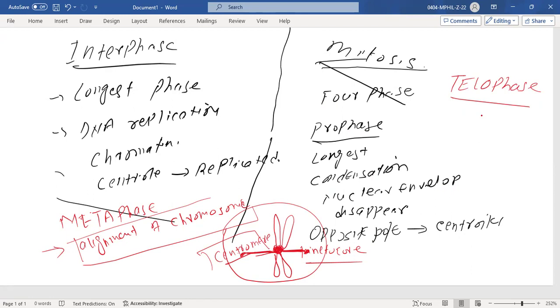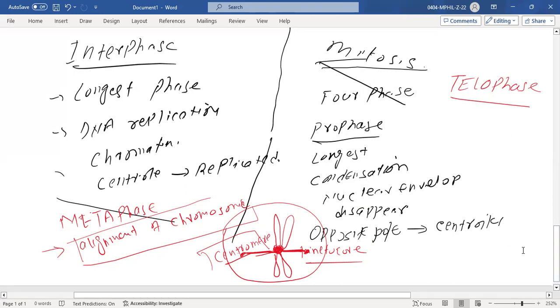Then the spindle fibers will disintegrate, because they are no longer needed, as their function is completed. Then the nuclear envelope is reformed and the nucleoli reappear. The nucleolus that disappeared previously in prophase is going to reverse. Right, beta? So what is the next step? Hurry up. What is the next step after this?